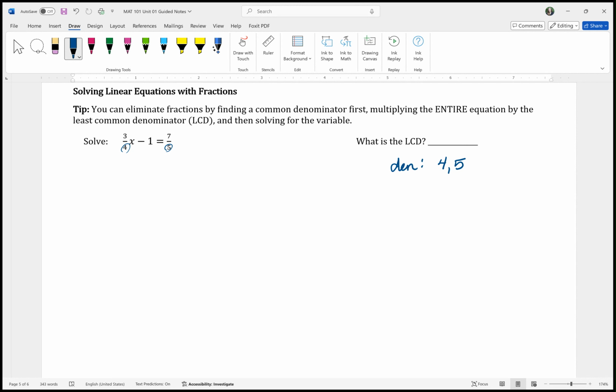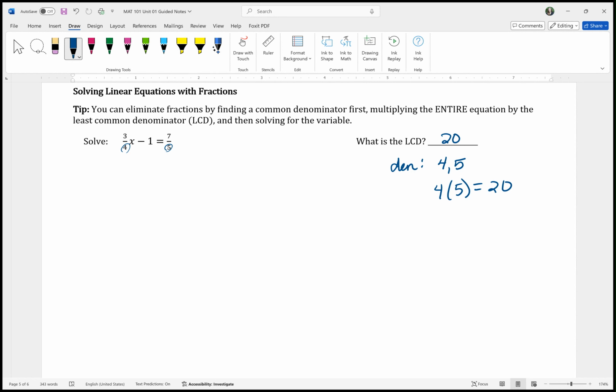Now, I can give you the trick to doing this. I don't know if it's a trick, but basically what you can do to find the LCD is to multiply the denominators together and divide by any numbers in common. Multiply the denominators together. So if we did that, 4 times 5 is 20. And then divide by any numbers in common. Well, does 4 and 5 have any factors in common? Answer is no. That would be 20 for the LCD because we can't divide by anything.